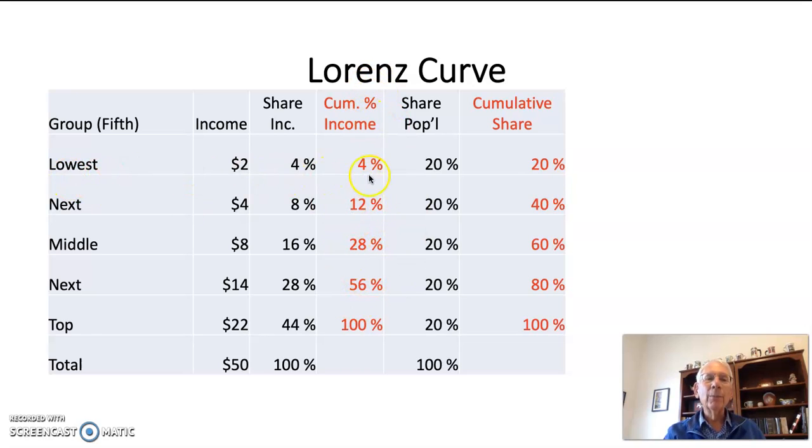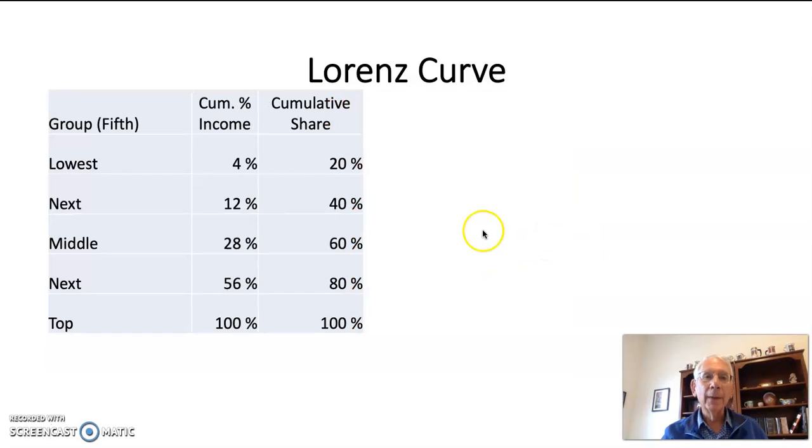The lowest group has 4% of the income, 20% of the population. The lowest two groups have 40% of the income, 12% of the population. The bottom 4 groups, everyone except the top, has 80% of the population, 4/5, but 56% of the income. So we only need these two columns in red. Here's the share of income held by the lowest group, the lowest 2 groups, the lowest 3, the lowest 4, and here's the share of the population.